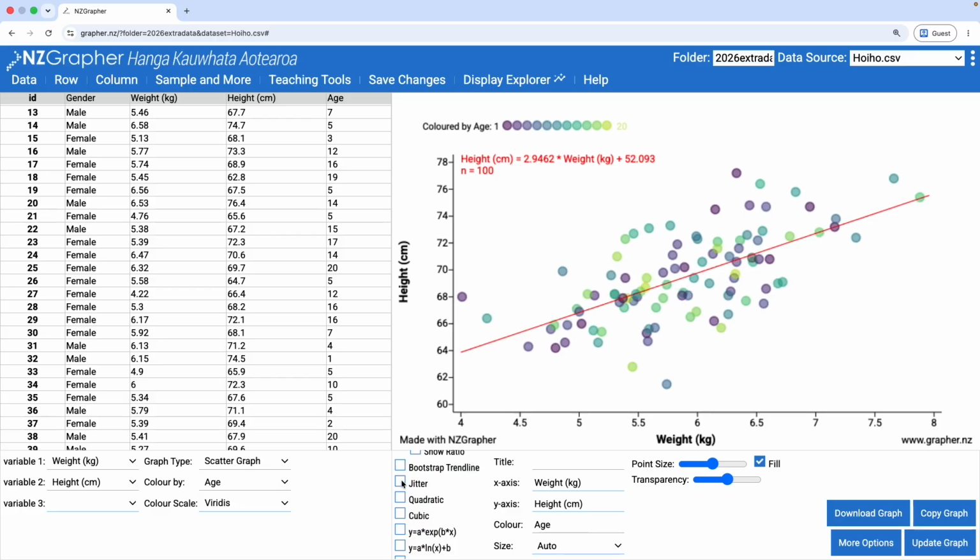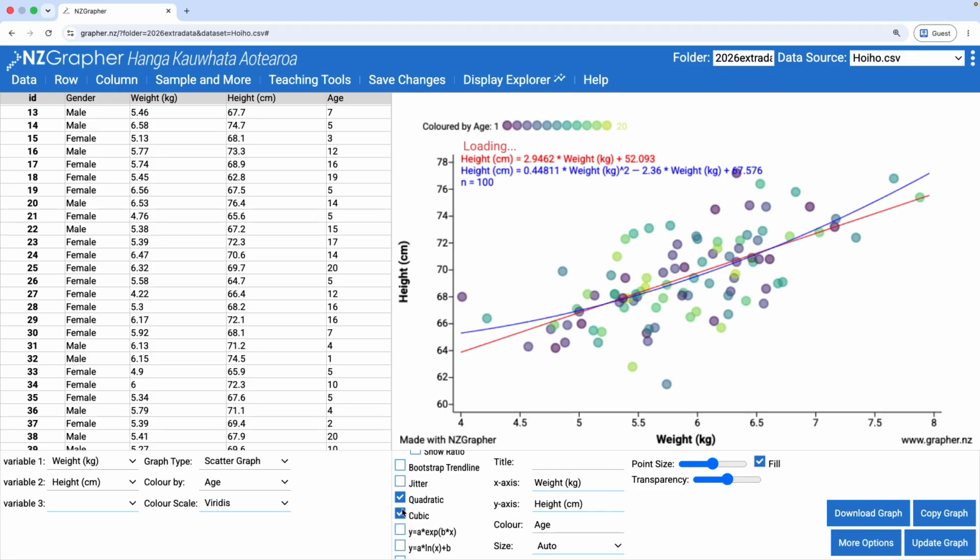Jitter. Now, like I was talking about before with our dot plots and stacking dots, jitter moves the points around slightly. You can see it moving around slightly. It's really useful when you have a whole bunch of points that end up directly on top of each other. Jitter just sort of jitters them out slightly, so you can see actually there is a whole bunch of points there.